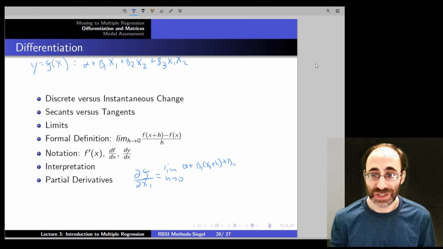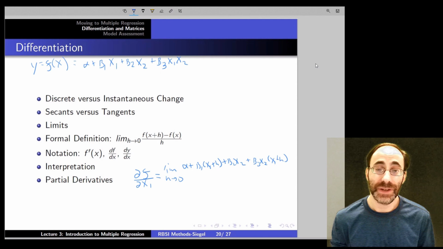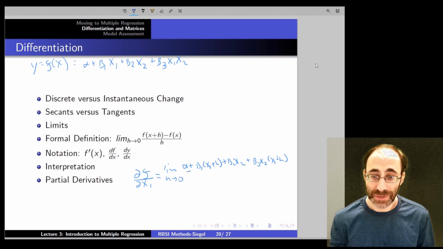Now this beta 2 x2 is just a constant in this context. It doesn't have any meaning as a variable. And then beta 3 is a constant. X2 over here is a constant. And we have x1 plus h right there. We subtract from this alpha. And we subtract beta 1 x1. And we subtract beta 2 x2. This is the regular function by itself. And we subtract beta 3 x2 x1. And we divide that whole thing by h.